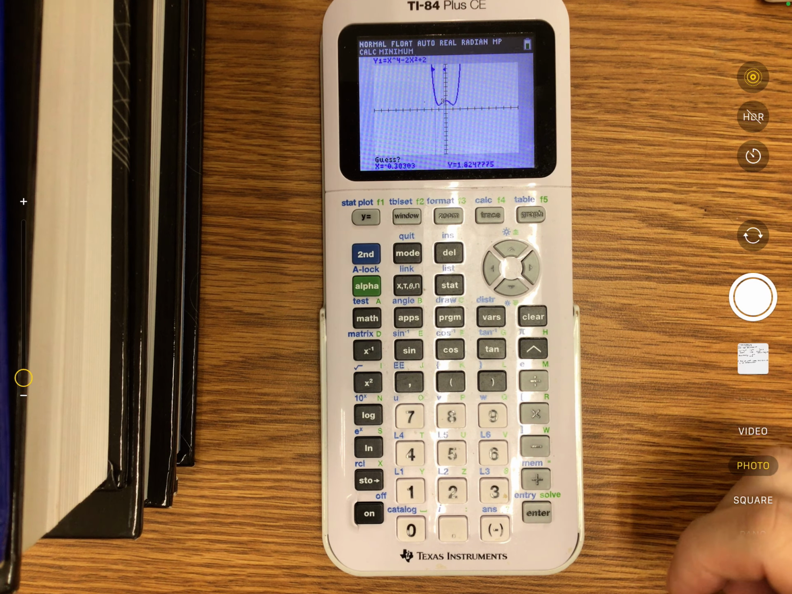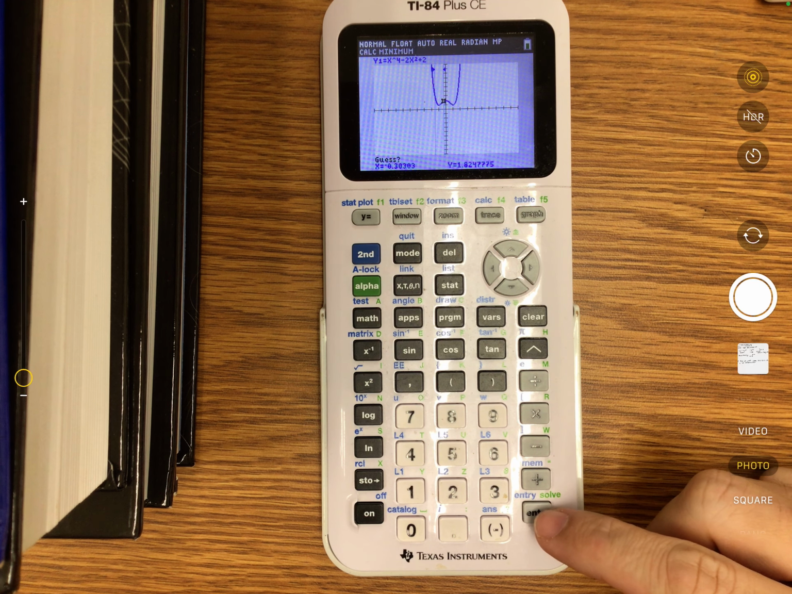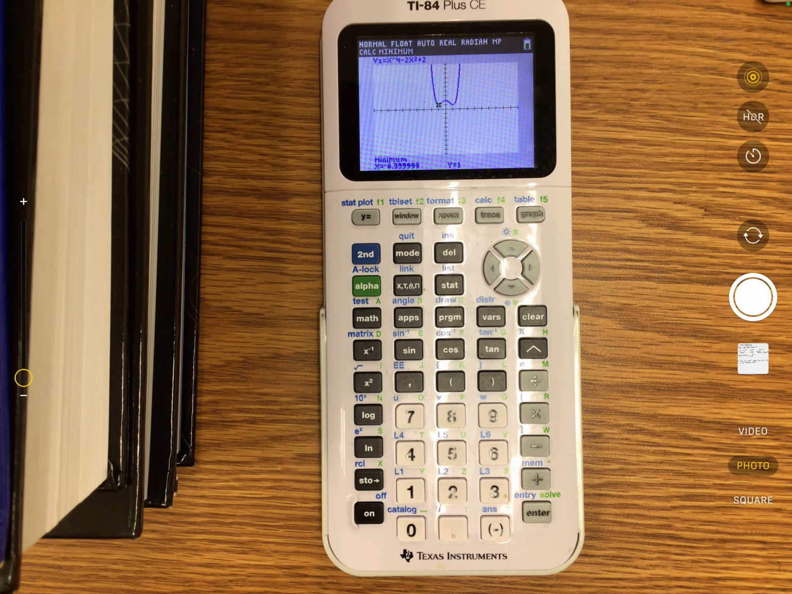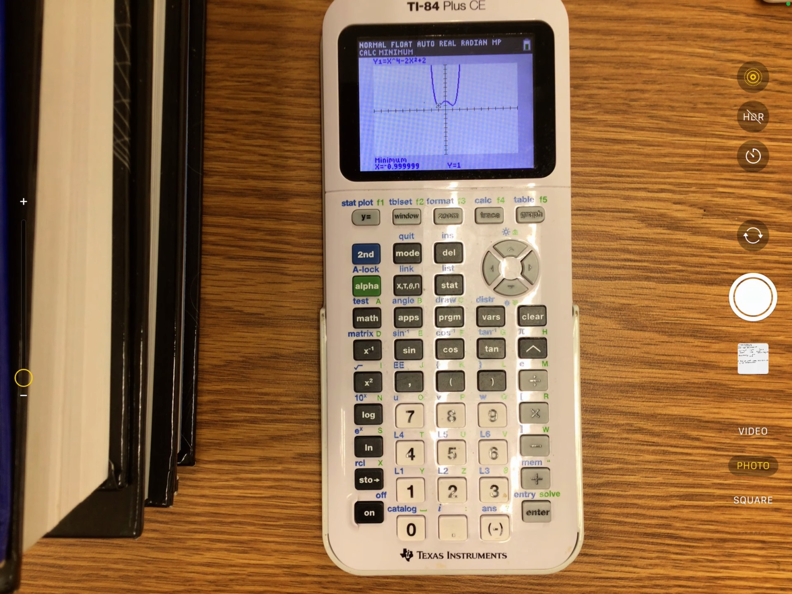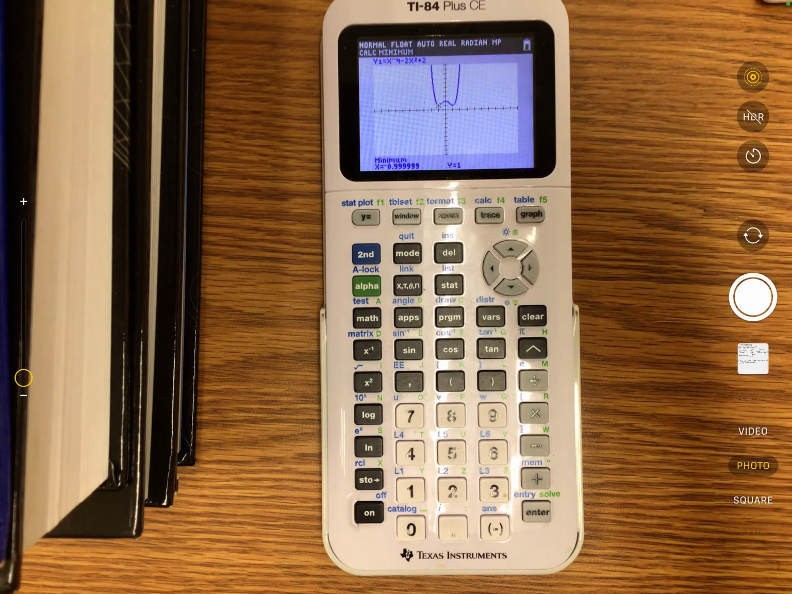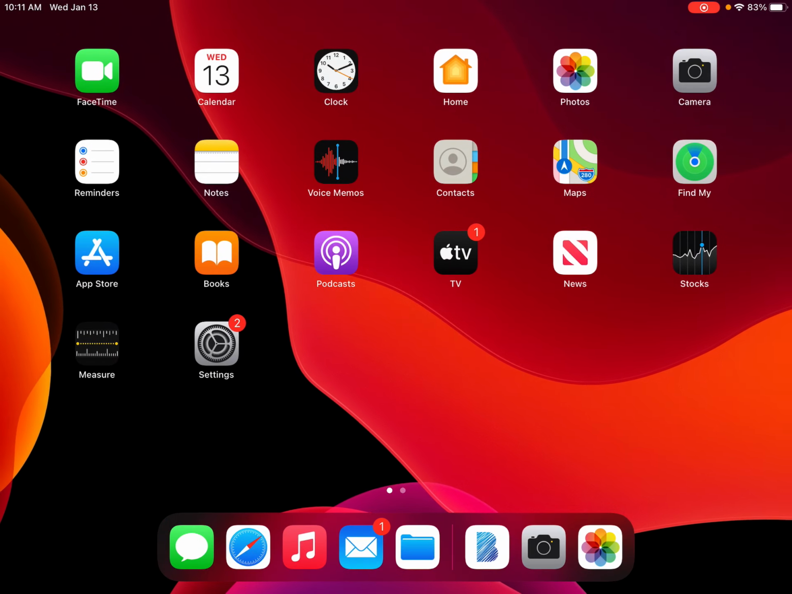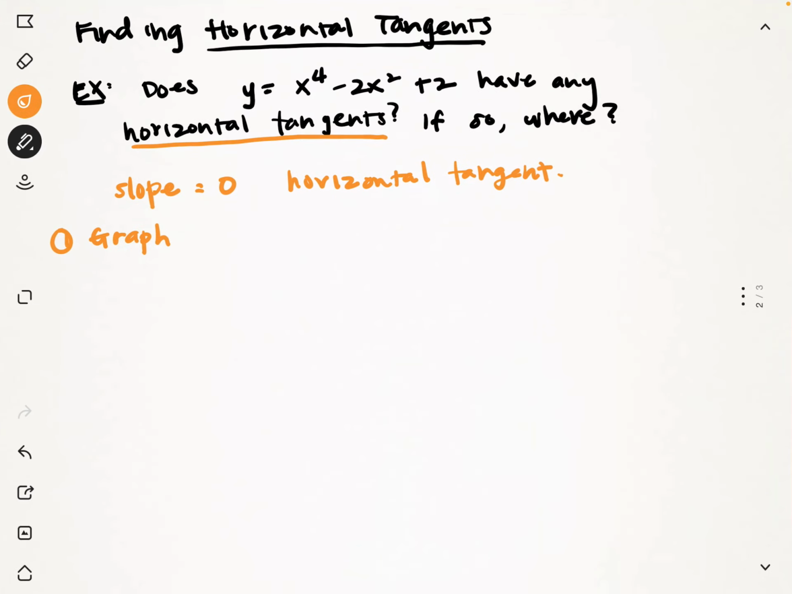And then once we do that, it's going to ask us to guess. So we're going to have to hit enter 3 times in total. And then it says we have a minimum at negative 0.999999 and y equals 1. So we're going to assume that that 0.9999 is the same thing as negative 1, and our y is 1. So we're going to go back here. So from our graph, we said we had a minimum at negative 1. Well, let's just write it as a point. It's probably neater that way. Negative 1, 1.